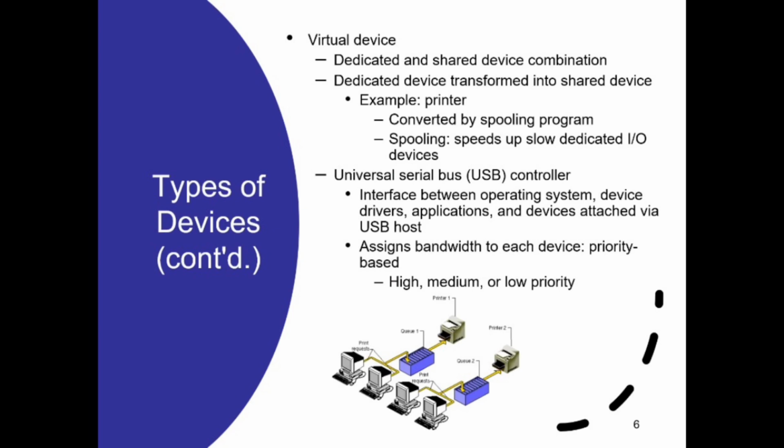Next is virtual devices. It is a dedicated and shared device combination, where a dedicated device is transformed into a shared device. For example, a printer is converted by a spooling program. The spooling program speeds up a slow dedicated I/O device.